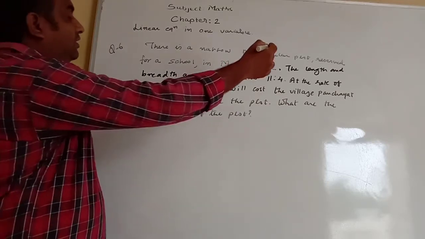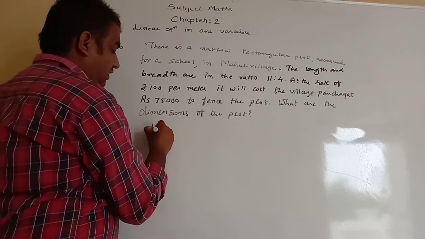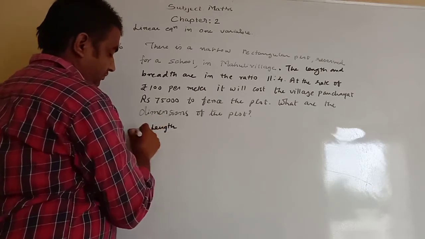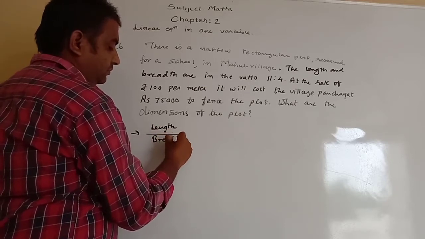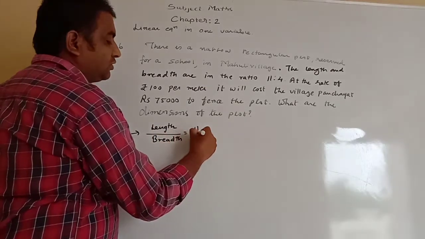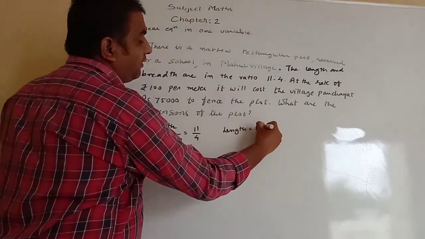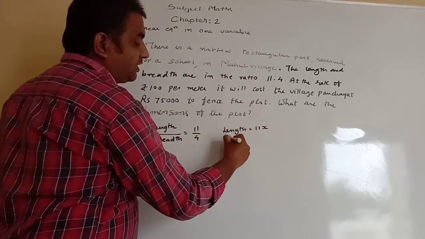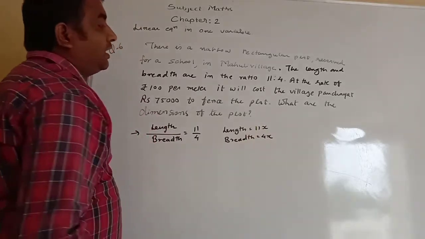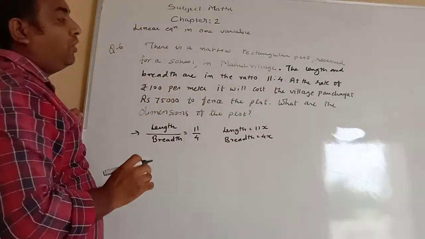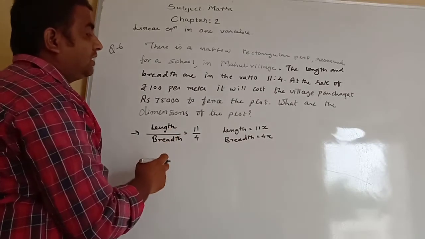So here the length and breadth ratio is given 11:4. So length divided by breadth is given 11:4. That means length is equal to 11x and breadth is equal to 4x. Now fencing of the plot means boundary of the plot, and boundary of the plot means the perimeter.